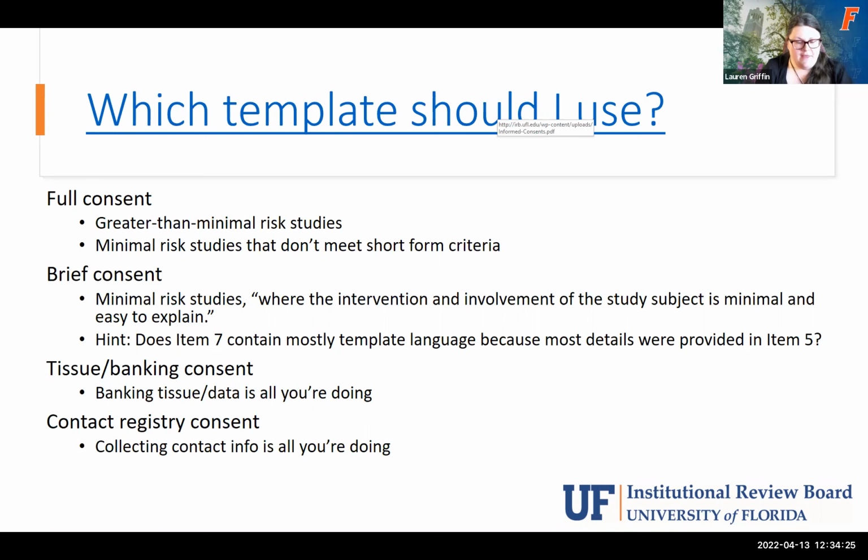So full consent, that is the bigger one. It's got more questions. We usually use that one for greater than minimal risk studies, or for minimal risk studies that are more complicated, that can't be explained in the short form. They just have more detail going into it than would be captured by a brief consent. The brief consent ones, we generally restrict that use to minimal risk studies. And the definition of minimal risk is where the intervention and involvement of the study subject is minimal and easy to explain. So that's kind of how we describe it for that particular consent.